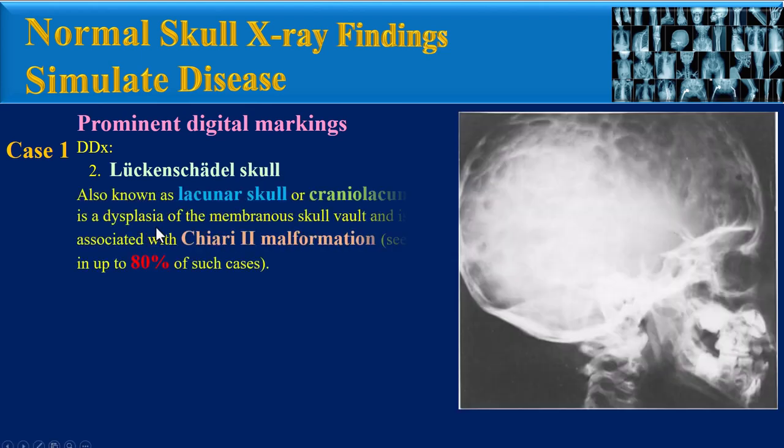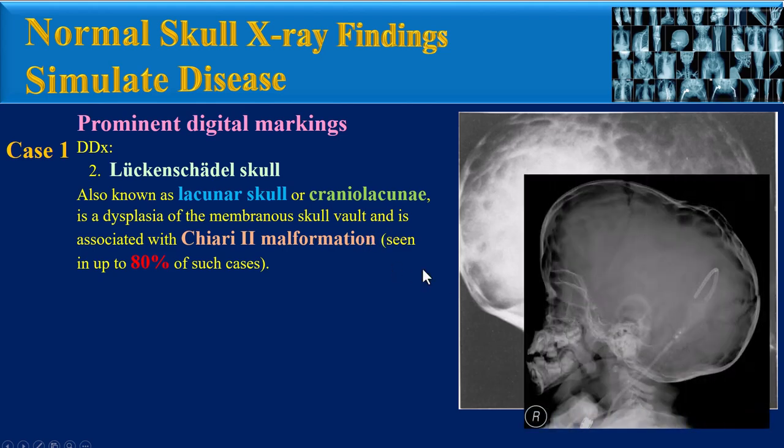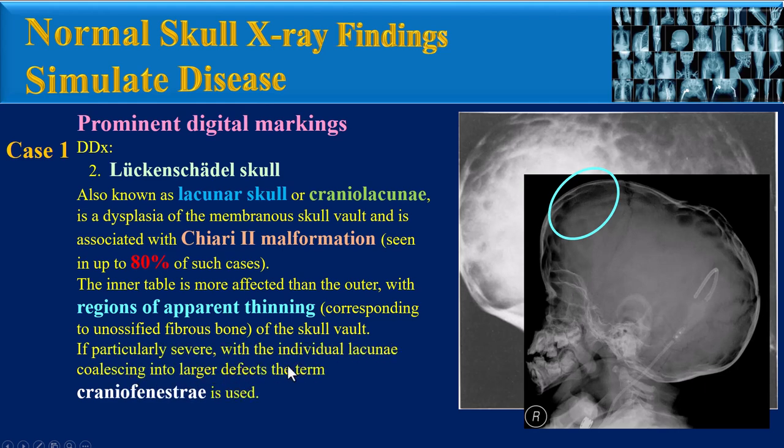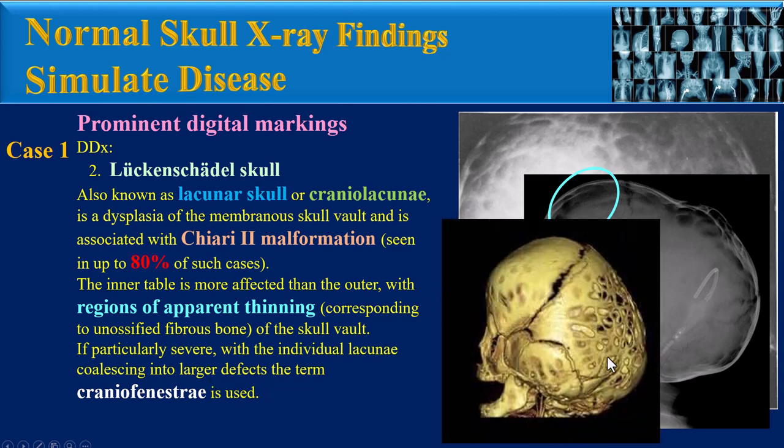Another important differential diagnosis is Lückenschädel skull. Lückenschädel skull, also known as lacunar skull or cranial lacunae, is a dysplasia of the membranous skull vault and is associated with Chiari 2 malformation, which is seen in up to 80% of these cases. The inner table is more affected than the outer, with regions of apparent thinning corresponding to unossified fibrous bone of the skull vault. If particularly severe, with the individual lacunae coalescing into larger defects, the term craniofenestrae is used.